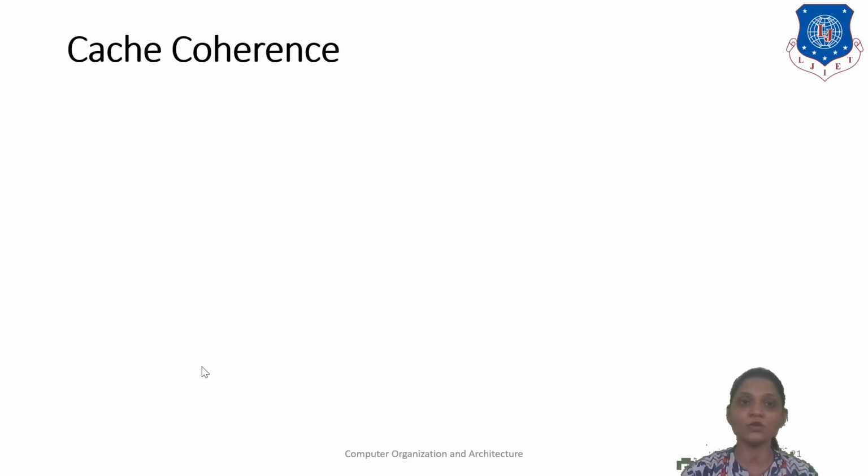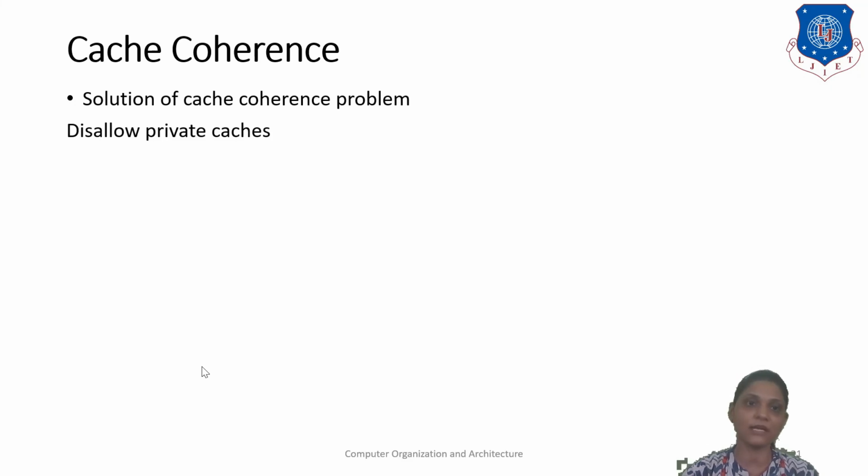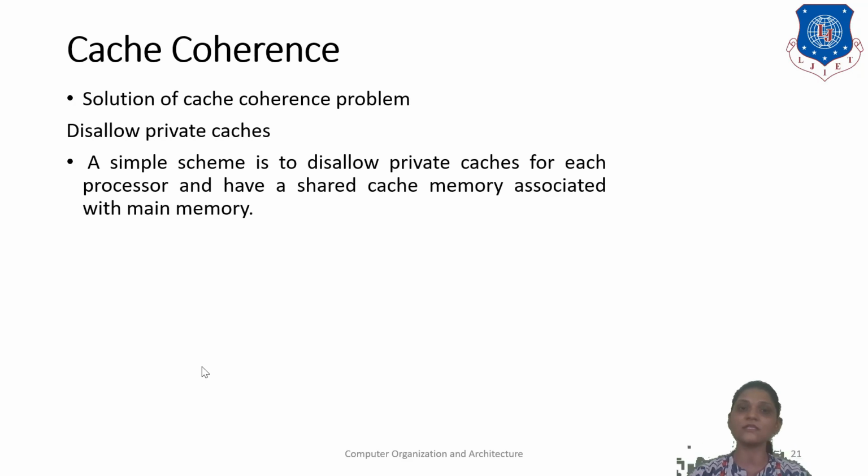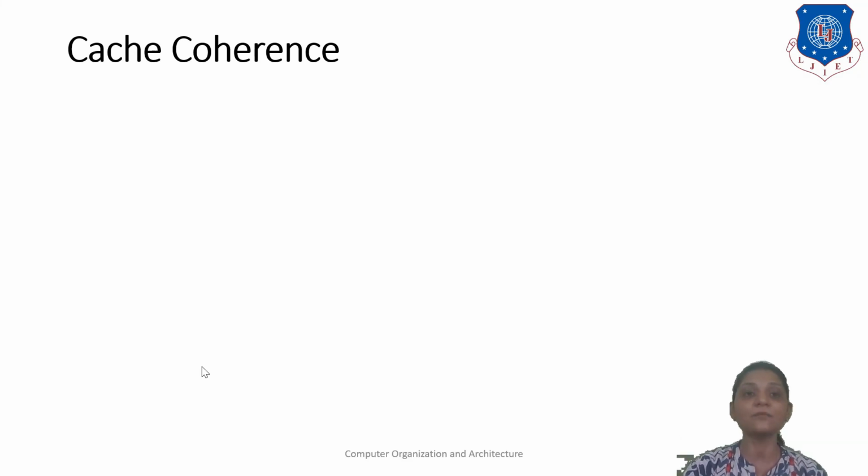So how can we solve this problem? This problem can be solved by several methods. The first one is to disallow the private cache. This is the simple scheme: you disallow the private cache for each processor and have only a shared cache memory associated with the main memory. So any processor that changes the data will change it in that shared cache only. So there will be no issue of private caches.